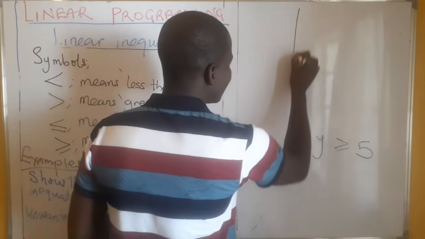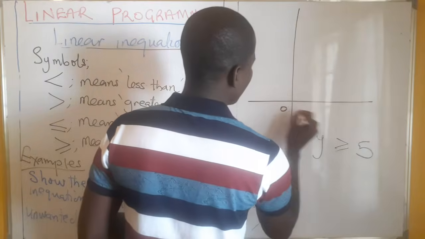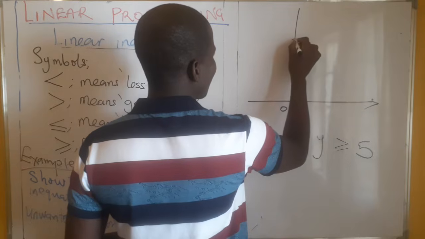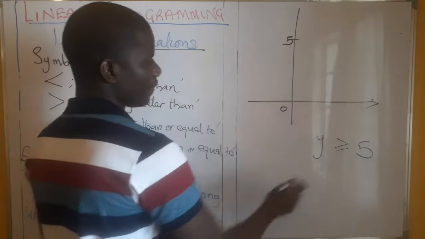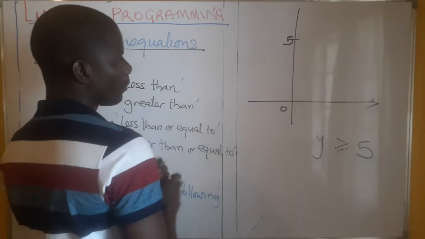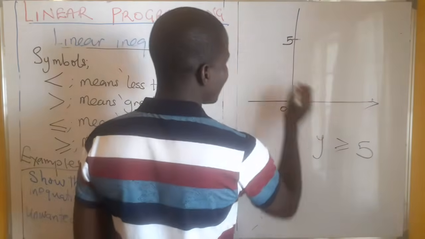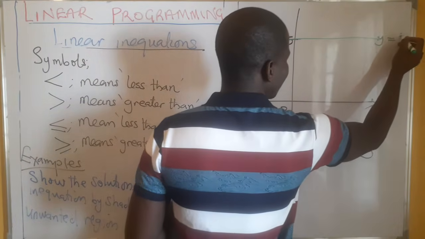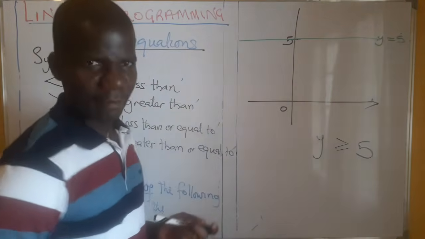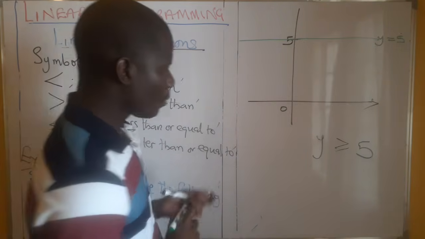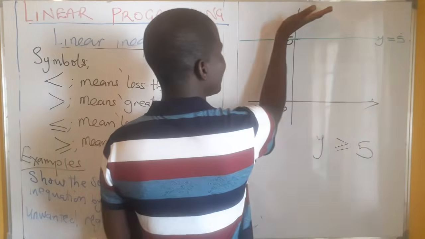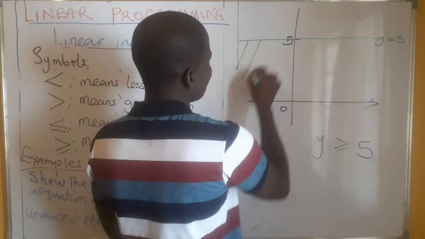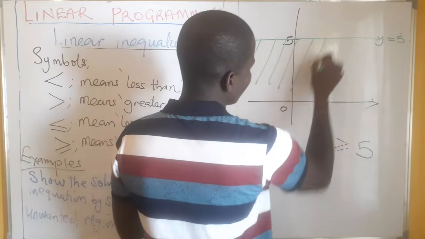Again, we draw our what? X or Y plane, or Cartesian plane. Then we say this is where we are having our 5, positive 5 here. So what are we supposed to do? Because this is greater than or equal to, we draw a solid line. And this line in terms of an equation is y equals 5. Then what we want is the greater part. The greater is the upper part. So the unwanted region is this region that is below. This is the region that we must shade.